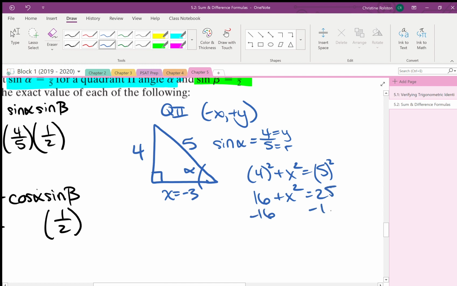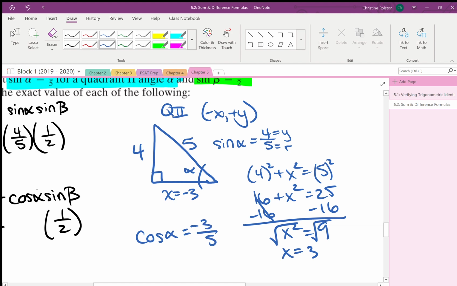Minus 16, x squared equals 9, square root, x equals 3. So, sine alpha was 4/5. Well, cosine alpha is going to be negative 3 over 5. So I'm going to plug that into the formula.